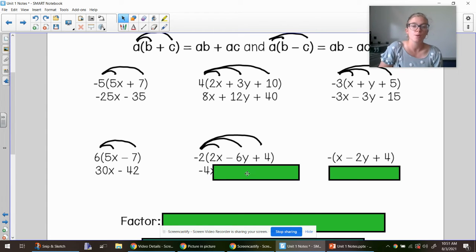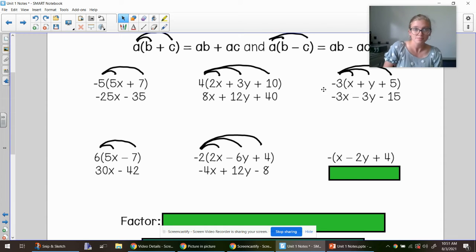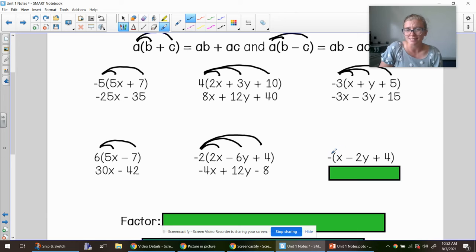Negative 2 times 2x is negative 4x. Negative 2 times negative 6y is plus 12y. And negative 2 times 4 is negative 8. This last one is a little bit tricky. There's no number on the outside. There is just this minus sign. Well, this minus sign actually represents a number, a really important number.